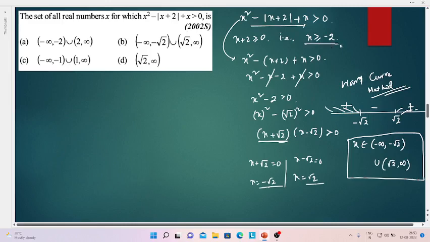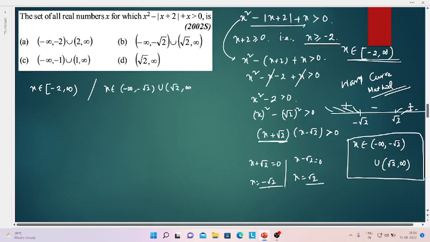But wait a second, there is a condition: x is greater than or equal to minus 2. So x belongs to the closed interval minus 2 to infinity. You are already familiar with these topics. So here one part is x belongs to the closed interval minus 2 to infinity, and another part is x belongs to minus infinity to minus root 2 union root 2 to infinity.